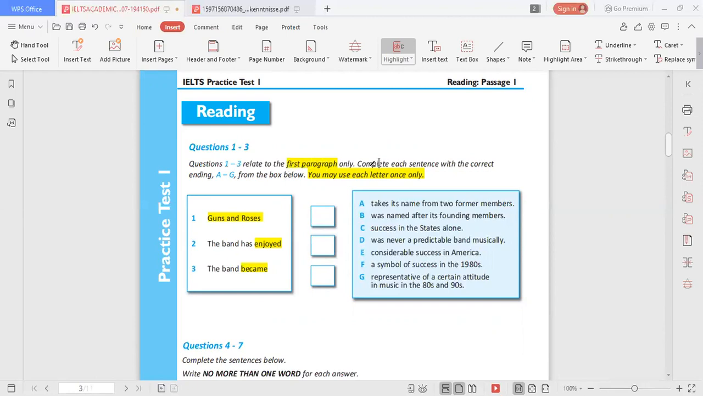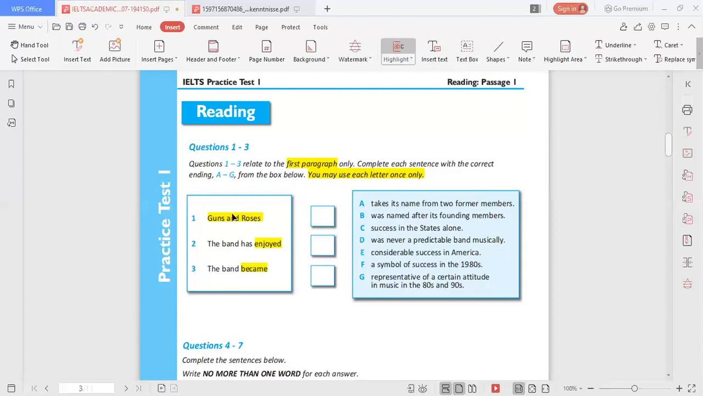And the task is to complete each sentence with the correct ending A to G from the box below. You may use each letter once only. All right, so it's a little bit hard because you have only 3 and you've got 7 possibilities. Important is that you do not use a letter more than once. Once you pick a letter, it's gone. All right, so how do you go about such matching features or matching information type of question?